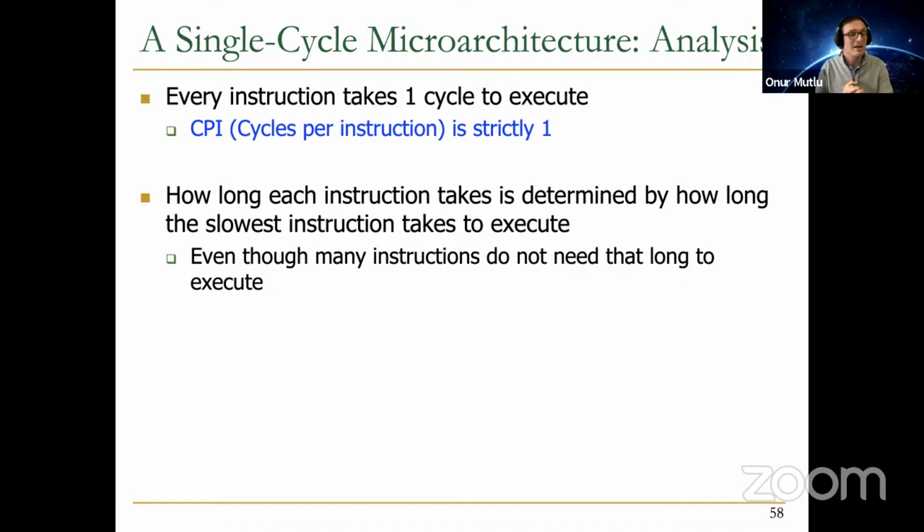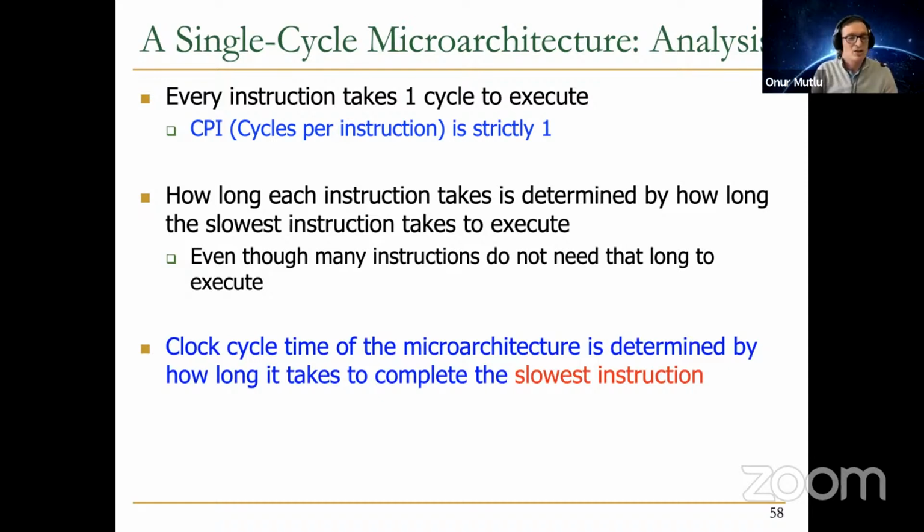Whenever you need to access memory, it takes a long time. Even if you assume that it may take short, as we will do, still load instructions will take long to execute. So basically, clock cycle time of the microarchitecture is determined by how long it takes to complete the slowest instruction. And in general, in modern machines, memory access instructions, load instructions tend to be the slowest.